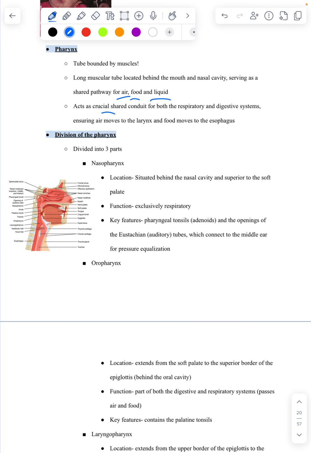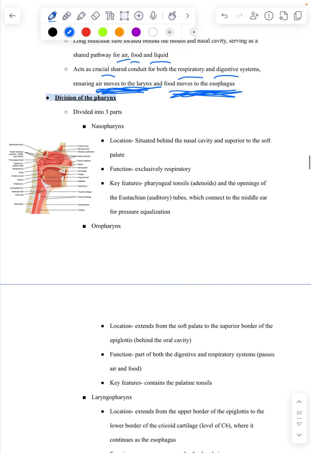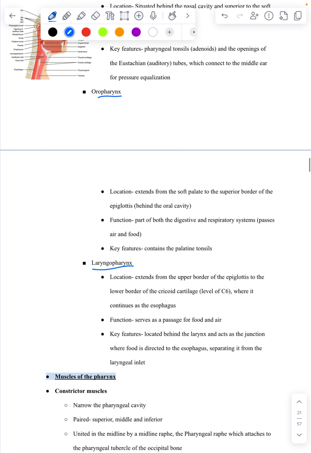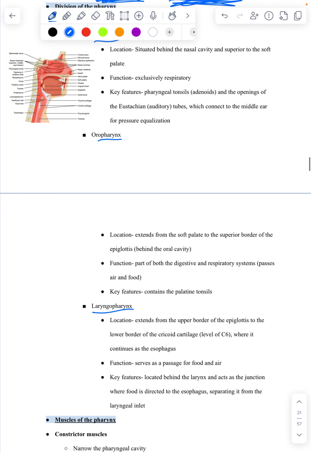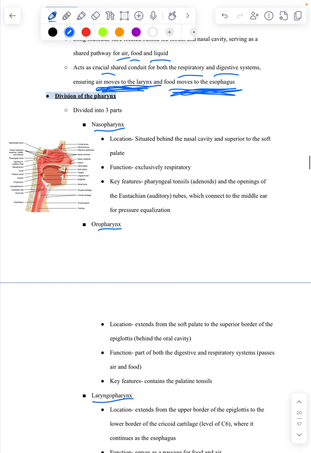It's crucial for both, like we said, respiratory and digestive systems. Make sure air moves to the larynx. Don't want food in there. And food goes to the esophagus. Don't want air there. So we have nasopharynx, oropharynx, and laryngopharynx. This stuff, if you know the lab stuff, will make a little bit more sense. So it's behind the nasal cavity, superior to the soft palate.